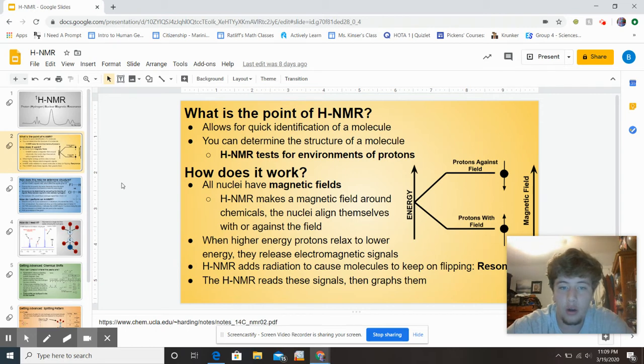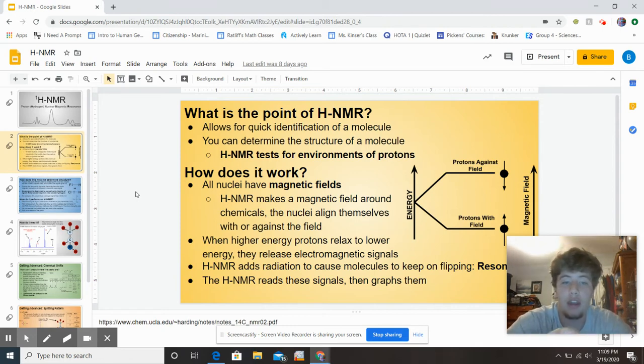How does it work? You put a little tube in the instrument, and then a little magnet rotates around it, and this rotation creates a magnetic field. The protons around your molecules can either align with that field or go against the field. When they go against the field, that means that they're higher in energy. When those higher energy hydrogens relax, they give off energy, and the H-NMR picks that up and then graphs it.